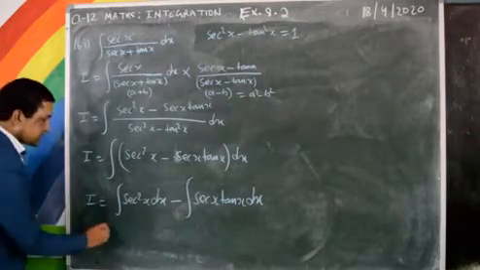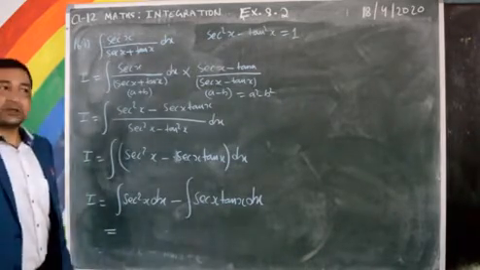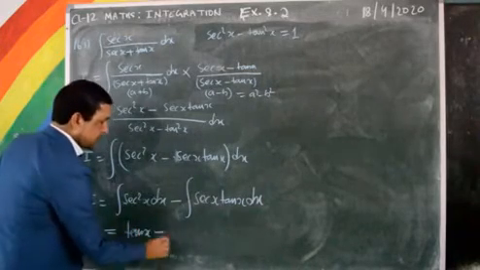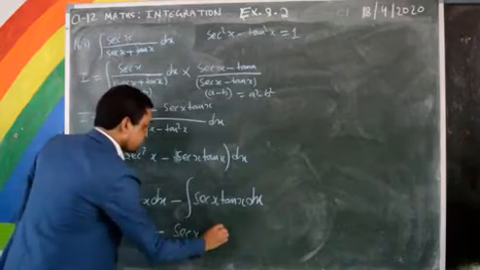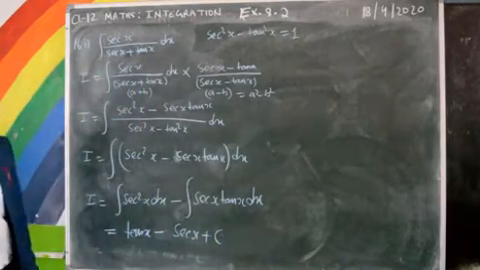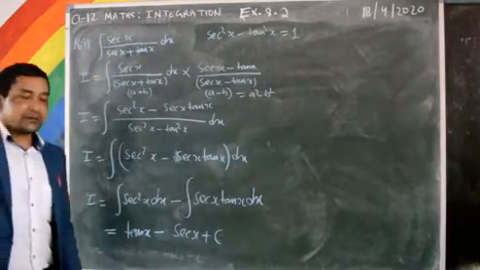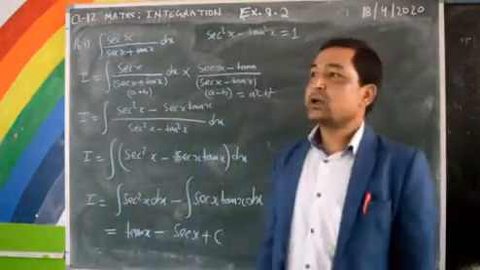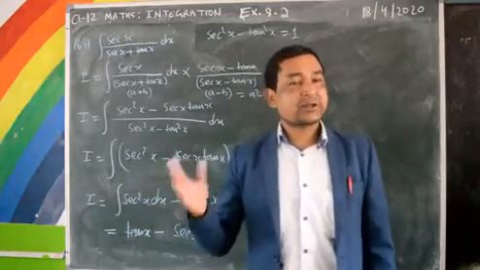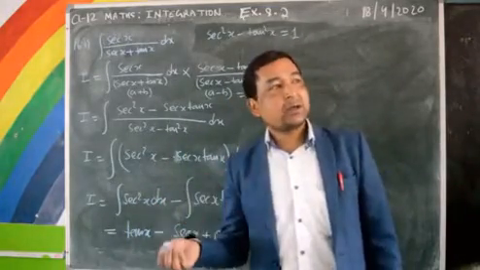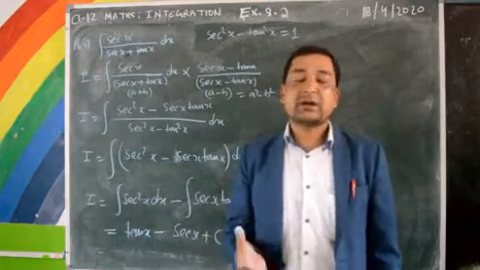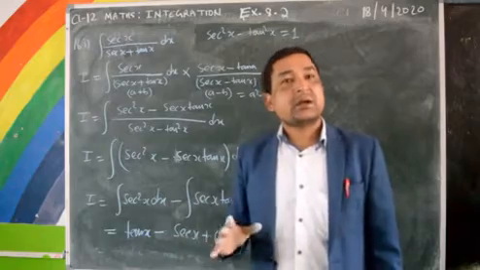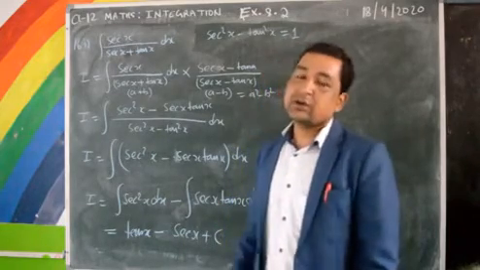Now integration of sec square x, I think you are used to. Integration of sec square x is tan x. Integration of sec x tan x is sec x, and finally one integration constant c. Now we completed this question. I already said there is no quotient rule, no product rule in integration. If the question is in fraction form or product form, simplify the question into simple form. After simplifying into simple form, just separate the integration and use the integration formula to integrate.